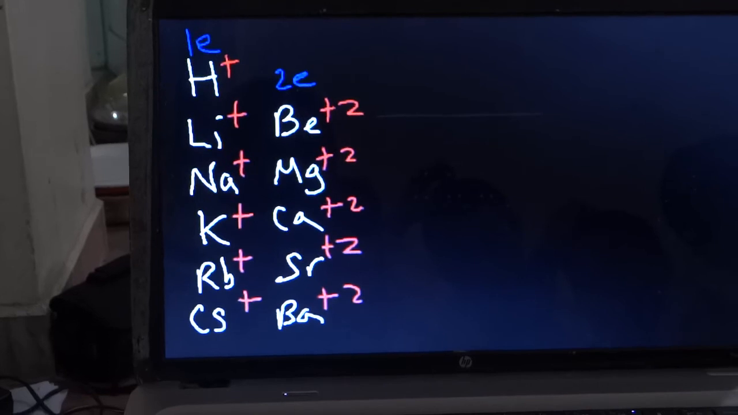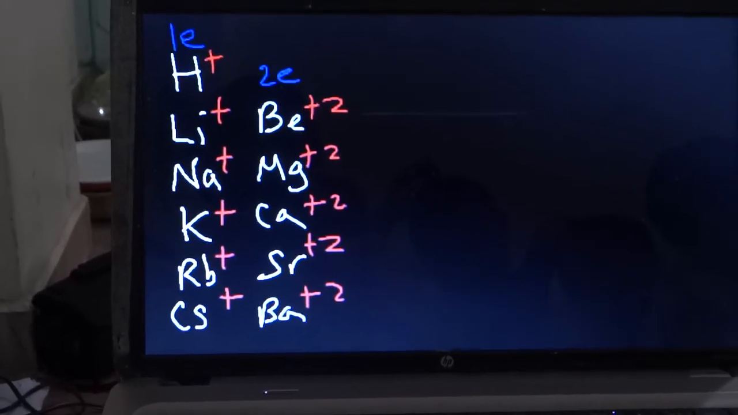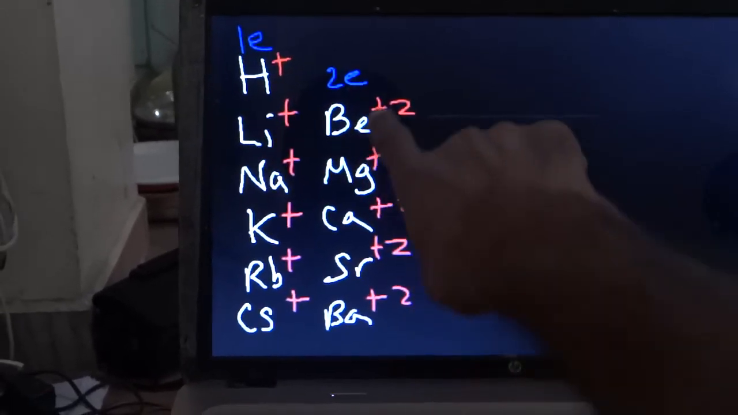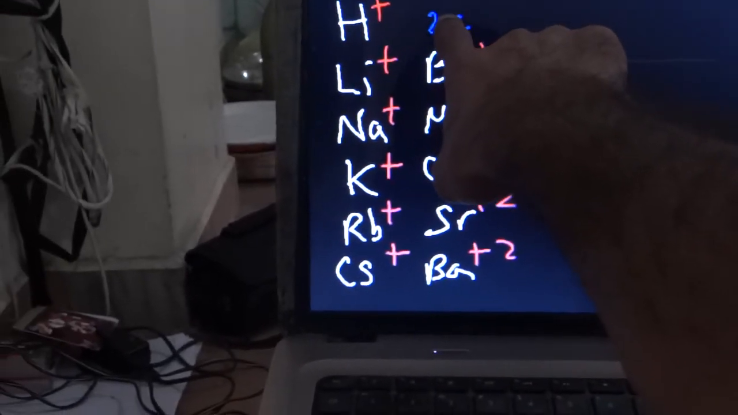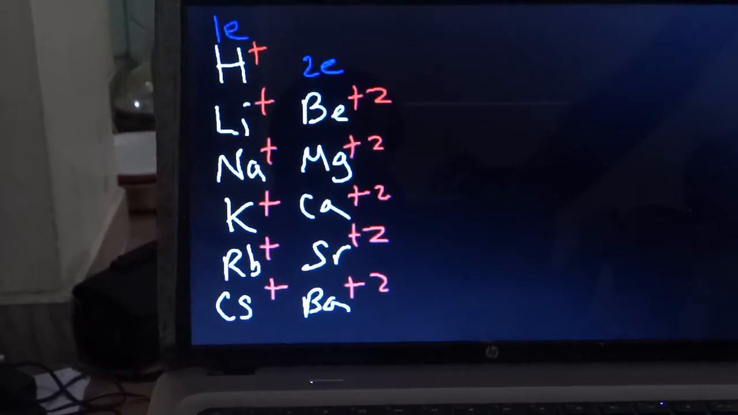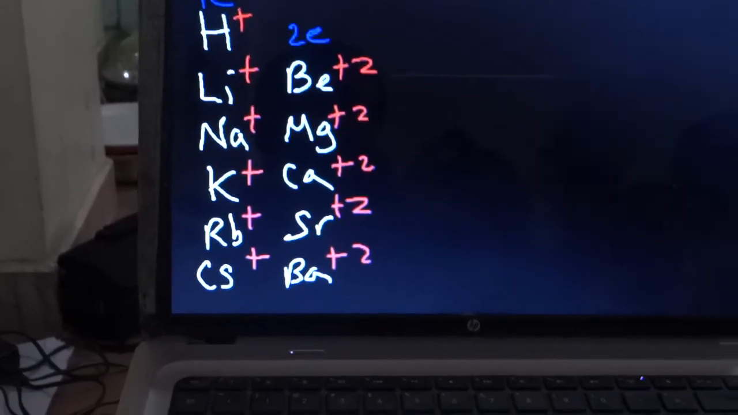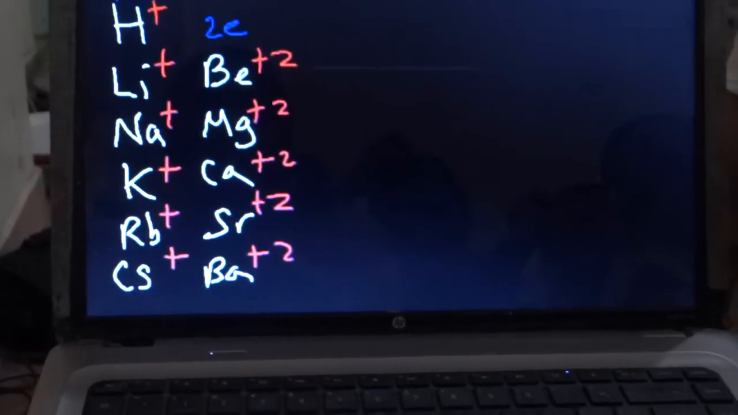Metals, they like to give away electrons. As they release electrons, they will form a positively charged ion known as a cation. Here helium is not involved because helium has only one orbit. So 2 electrons means it will be stable. So it has gone back to the stable gases.